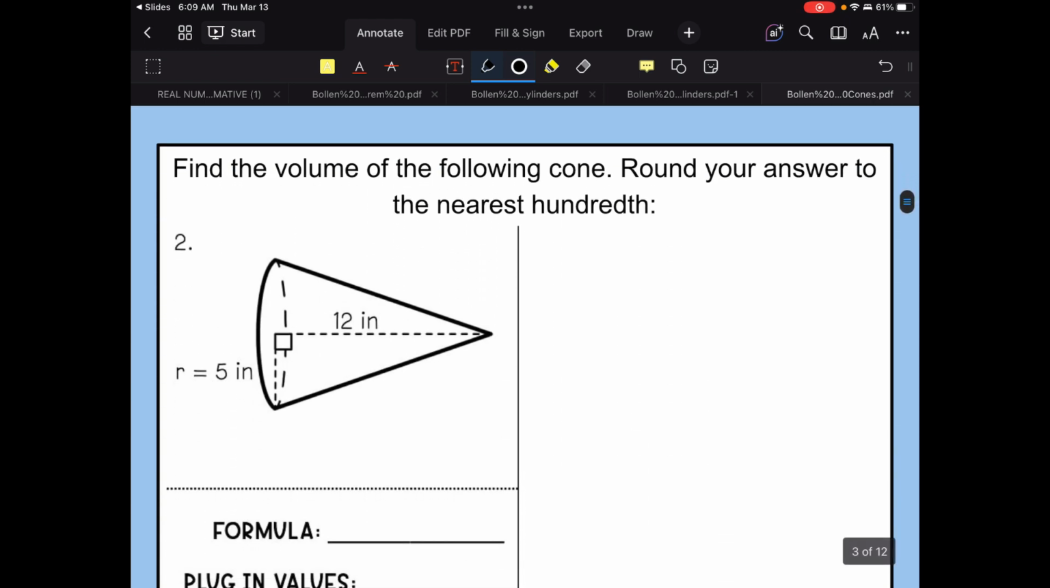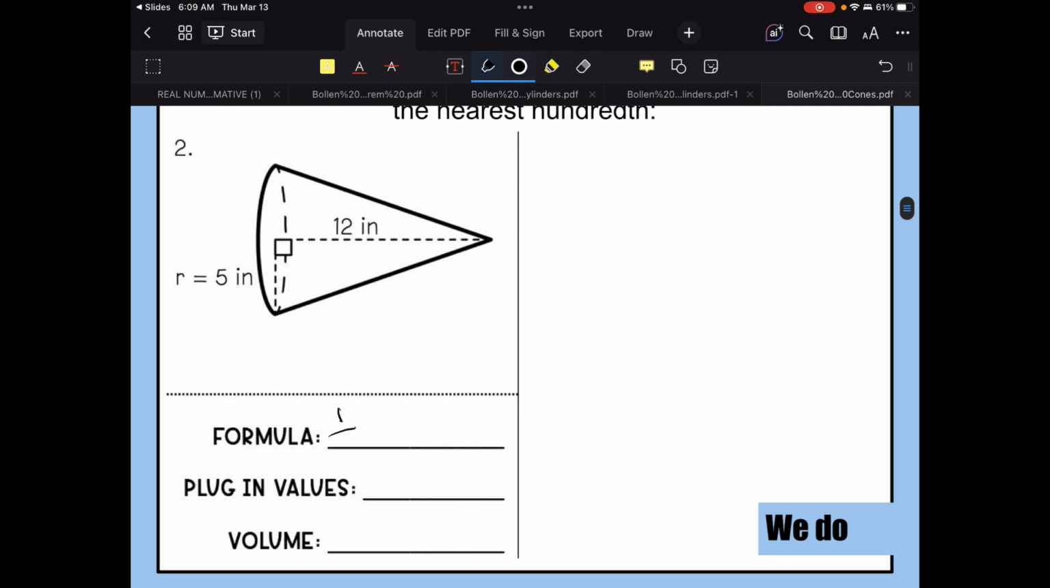Alright, our next one, we're going to write the formula first: 1/3 times pi times r squared times height. A lot of people asked me yesterday, how do I know which one's my radius and which one's my height? In a lot of these, it says the radius or the diameter equals, but the way you notice which one is which is to look at where it forms a circle, because you're trying to find the area of the circle. That's where your radius is going to be, inside the circle.